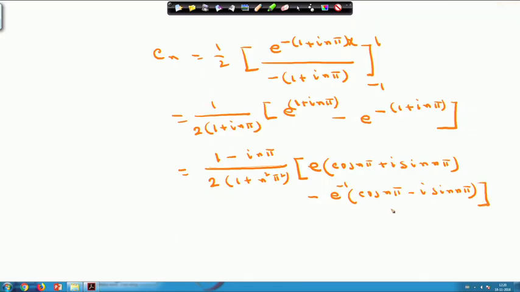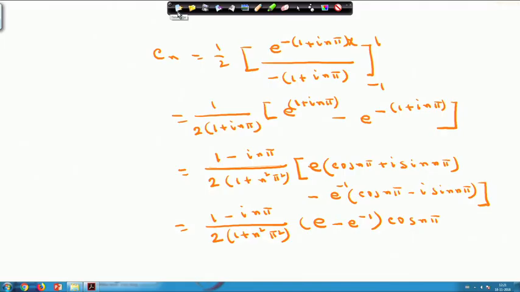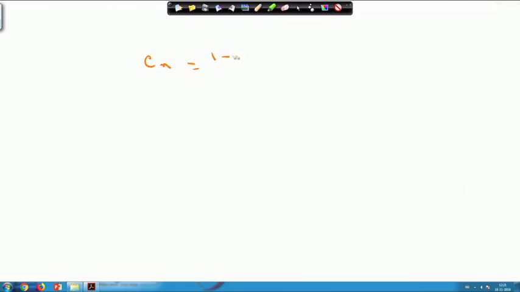Now you know that the sin n π value is 0. If I substitute sin n π as 0, I will obtain (1 - i n π) by 2 into (1 + n² π²), and this will be (e minus e^(-1)) into cos n π. Your cos n π is nothing but (-1)^n. Since cos n π is (-1)^n, and e minus e^(-1) I can represent in terms of the sine hyperbolic function, using that value, C_n I can write down as (1 - i n π) divided by (1 + n² π²) into sinh 1 into (-1)^n.